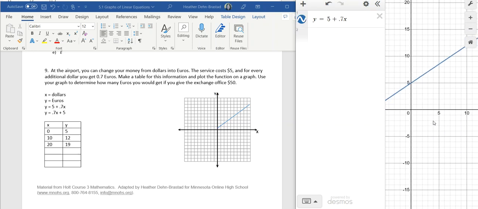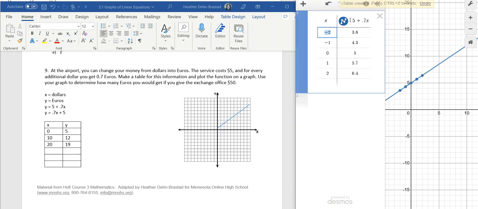If I wanted to get a table of values, click on the edit list, and I'm going to change this to a table. And then I can change these values to what I wanted them to be. I wanted them to be 0, 10, 20, maybe 30 and 40. And then your table of values is also found for you, and you can fill those in over here. And then again, you can take a screenshot of this.